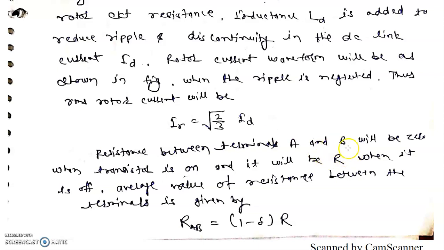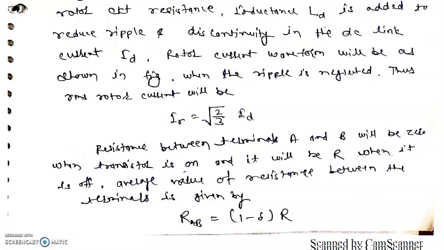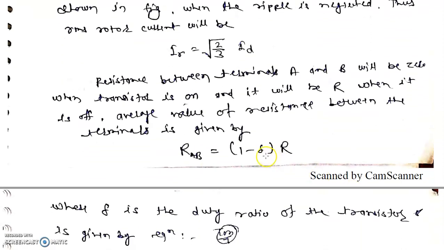The resistance between terminals A and B will be 0 when the transistor is on, and it will be R when it is off. So the average value of resistance between the terminals can be given as RAB equals (1 minus delta) into R. If delta equals 1, then RAB equals 0; if delta equals 0, RAB equals R. Means if TR is on, resistance equals 0; TR off, resistance equals R.